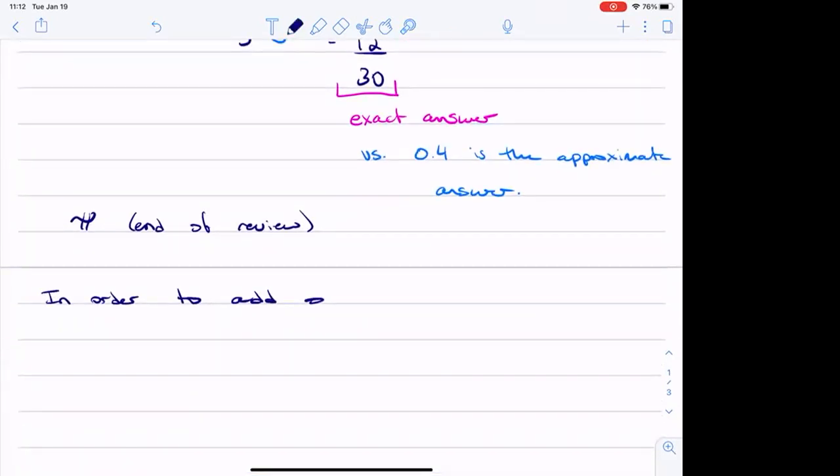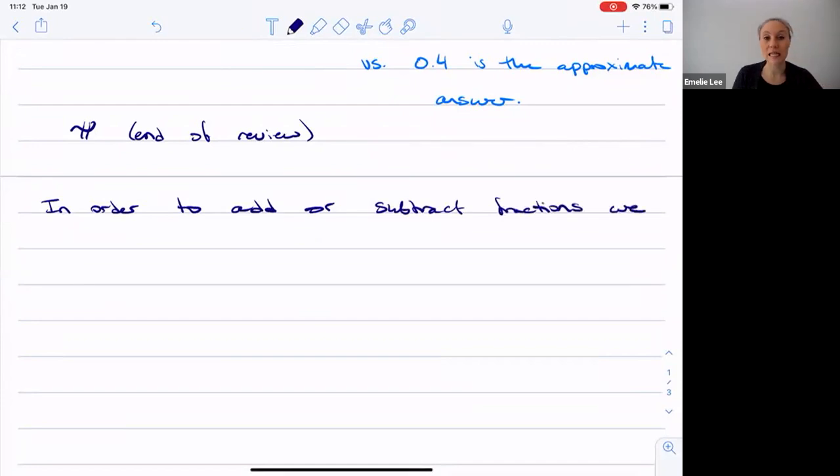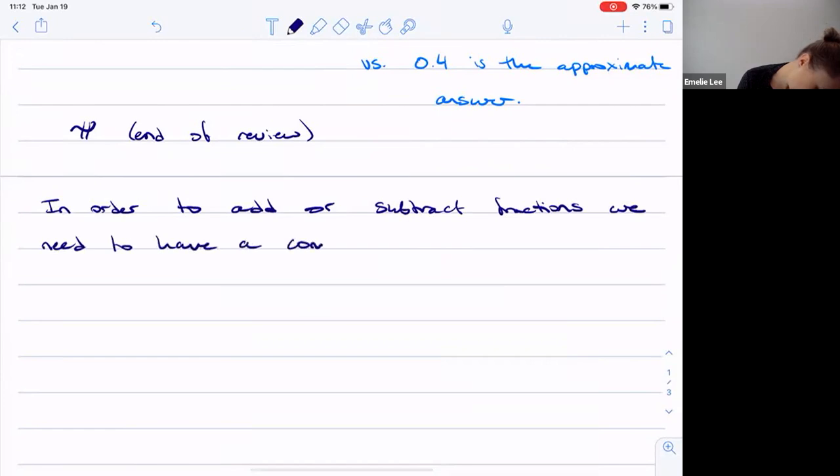So in order to add or subtract fractions, we need to have a common denominator, right? A common denominator just says the denominator has to be the same. So we need to have a common denominator.